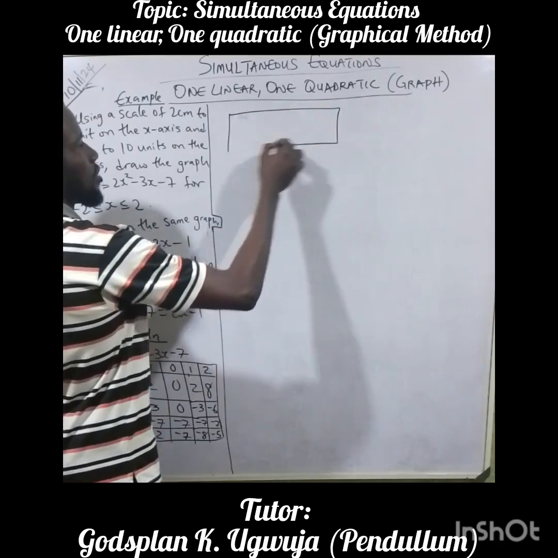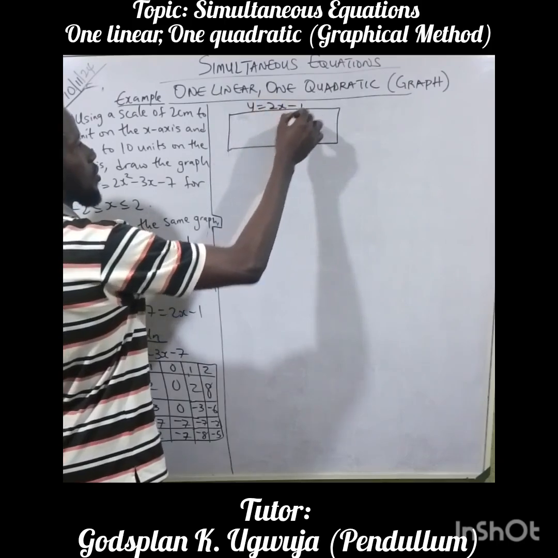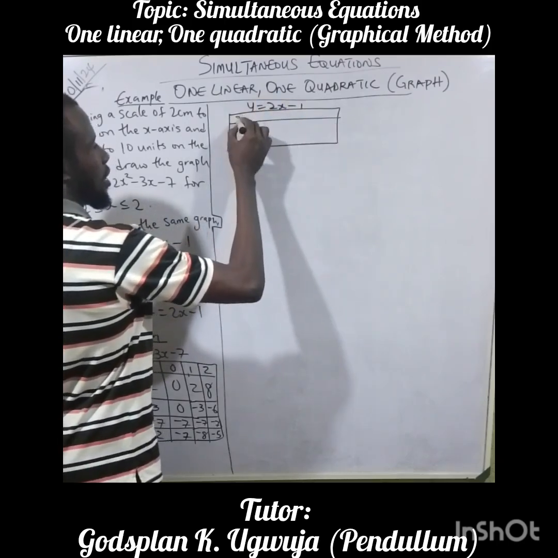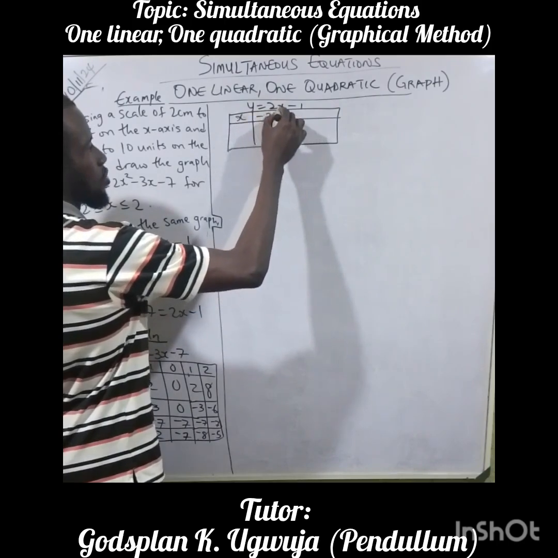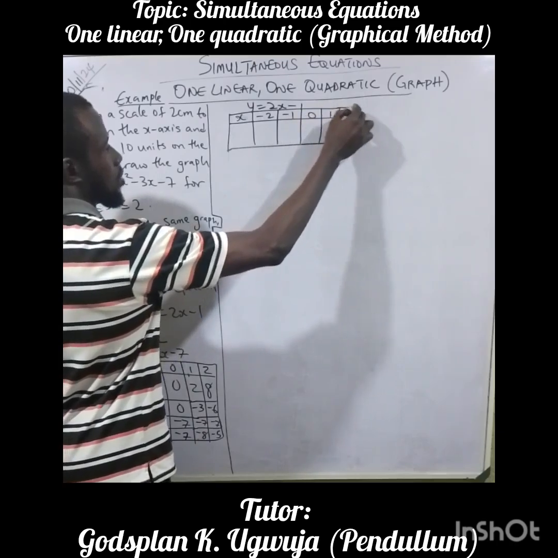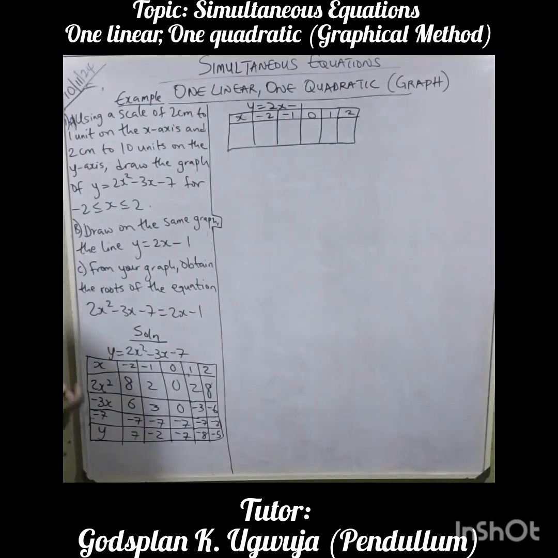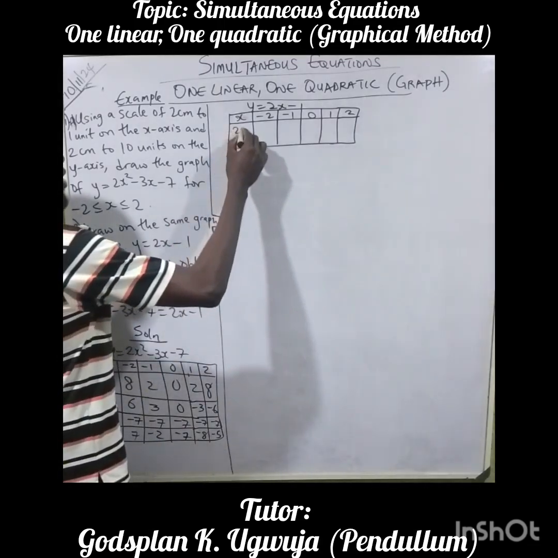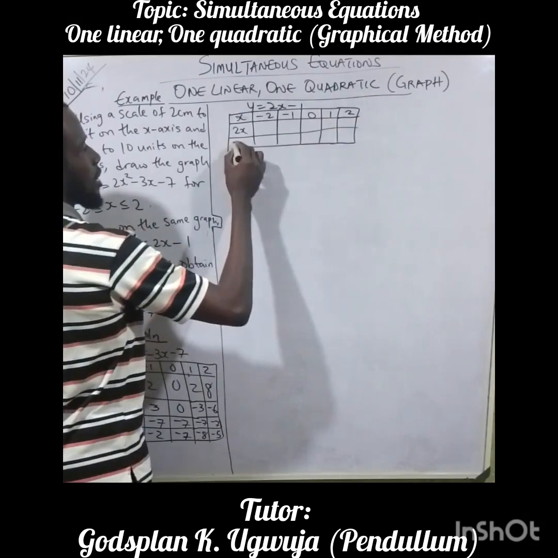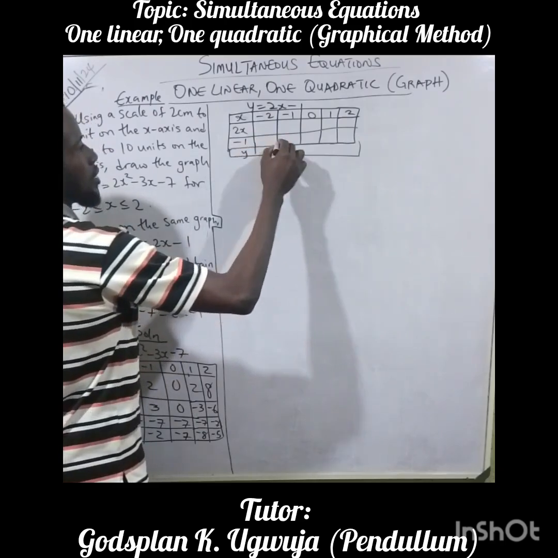Alright, so this is our table for y equals 2x minus 1. Now we have x from minus 2 to plus 2. Let's just use the same range of values for uniformity's sake. Then we have 2x, minus 1, and then y.